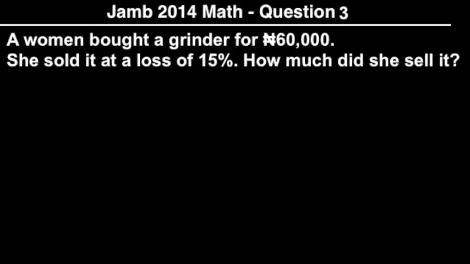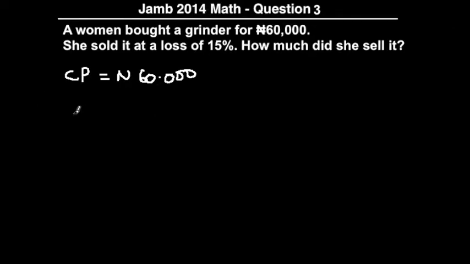So let's go ahead and do that. We are told the cost price, we can just call it CP, is 60,000 naira. We are told the percentage loss, we're going to call it P loss, is equal to 15%. And we are not given the selling price, let's call it SP. So we're going to call that X for now.